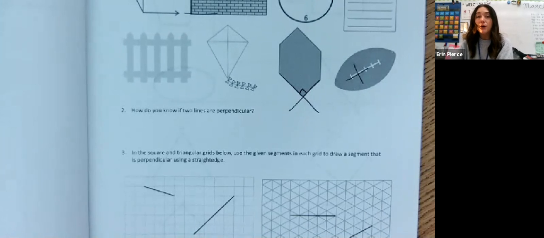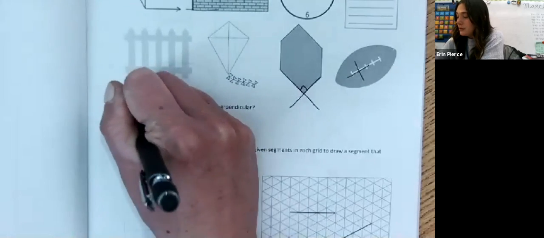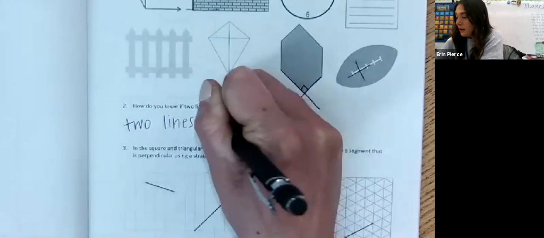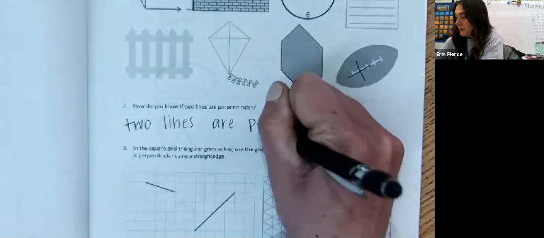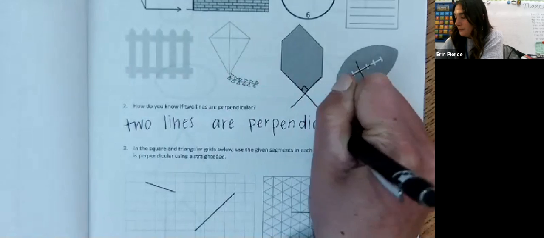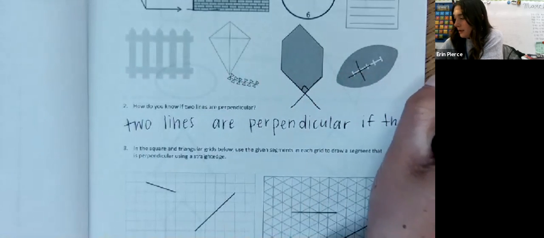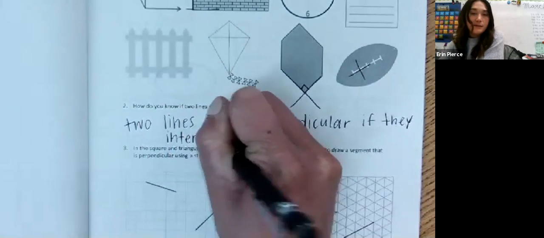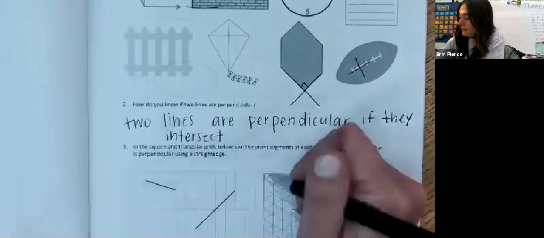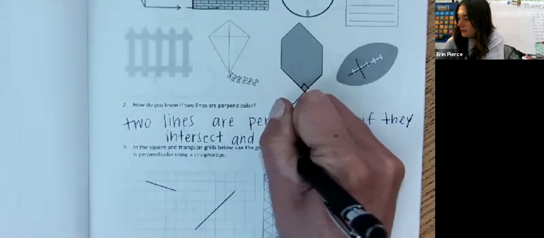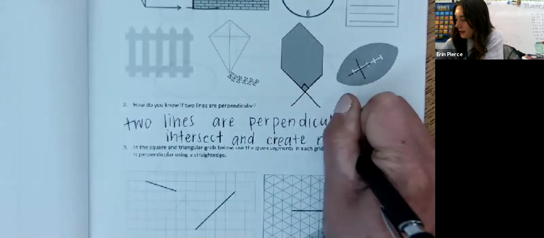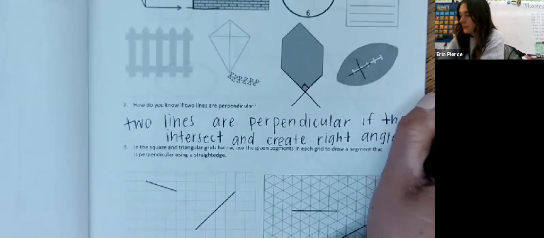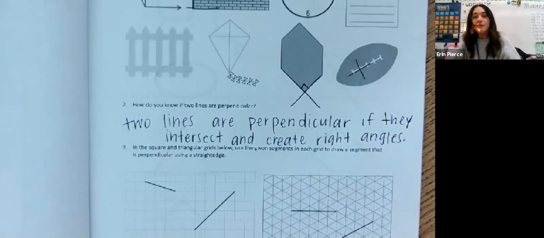Now, how do you know if two lines are perpendicular? Two lines are perpendicular if they intersect. That's a fancy word for saying cross, and create right angles. Two lines are perpendicular if they intersect and create right angles.